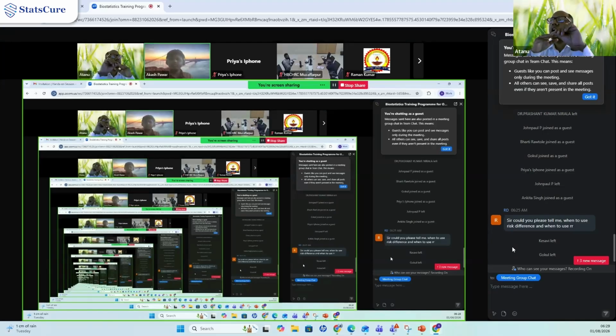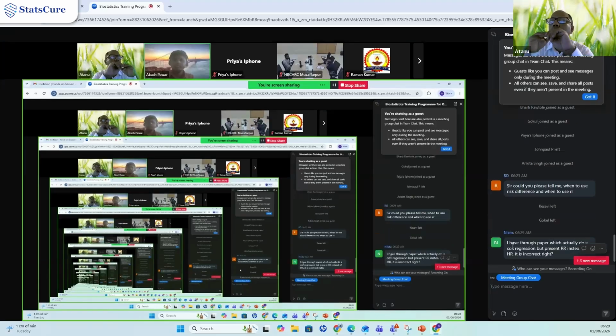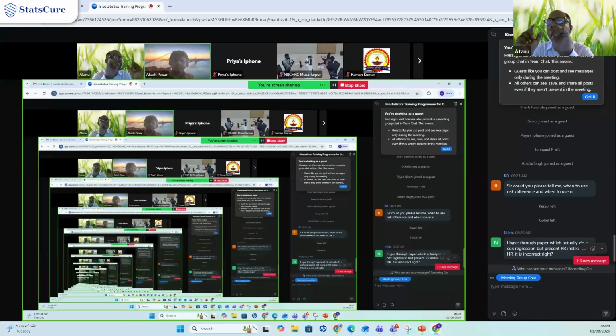Risk difference, I would say, gives you a much rougher idea about the comparison, but relative risks give you a much better idea about the comparison. But in terms of the calculations, wherever you are going to use risk difference or relative risk, both can be adopted at the same time.